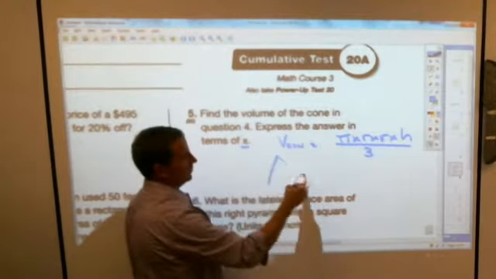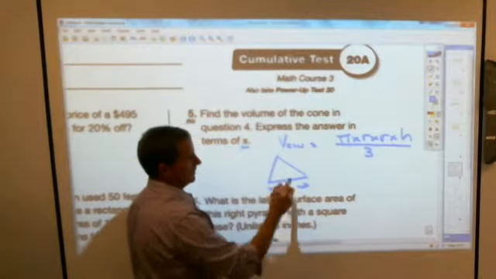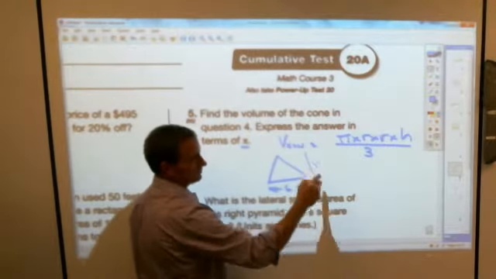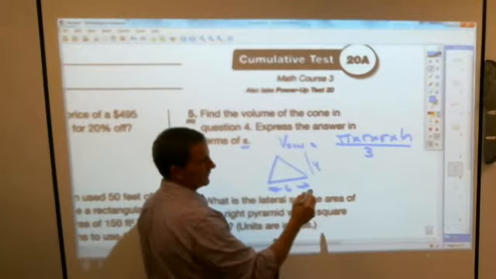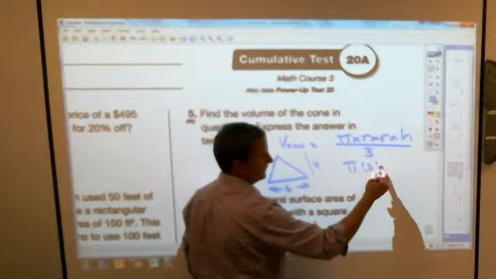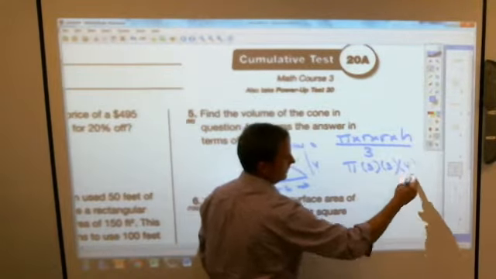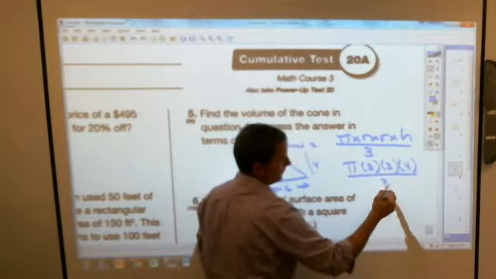And I believe the cone was what? It had 6 down here from this to this, and the height was 4. That's all you need to know. Filling in the blanks, it's pi. The radius is 3, half of the 6, and the height is 4, and that's all over 3.